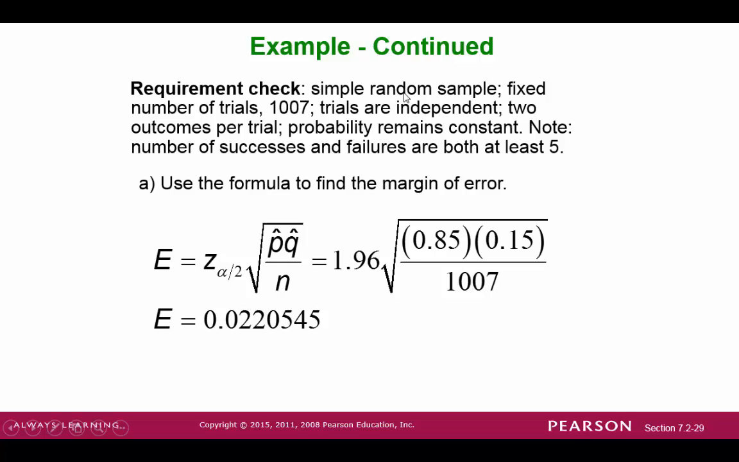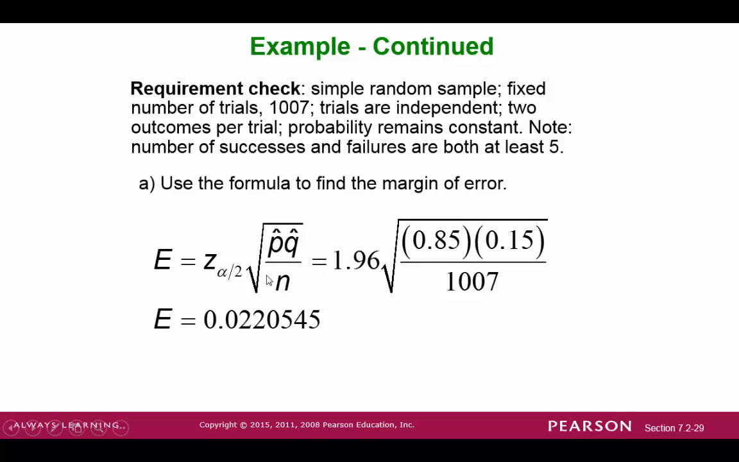So let's do a requirement check first. We have to assume that the sample is simple and random. And we have a fixed number of trials, that's 1,007. We're going to assume that the trials are independent. There are 2 possible outcomes per trial, that is, either you know Twitter or you don't. The probability remains constant, that's a probability of 0.85. And note that the number of successes and failures are both at least 5. You can get that by multiplying 1,007 by 0.85 and 1,007 by q hat, which is 0.15.